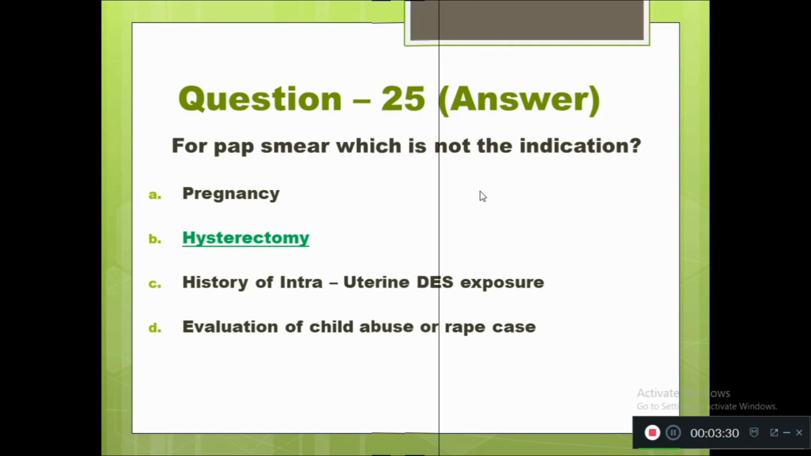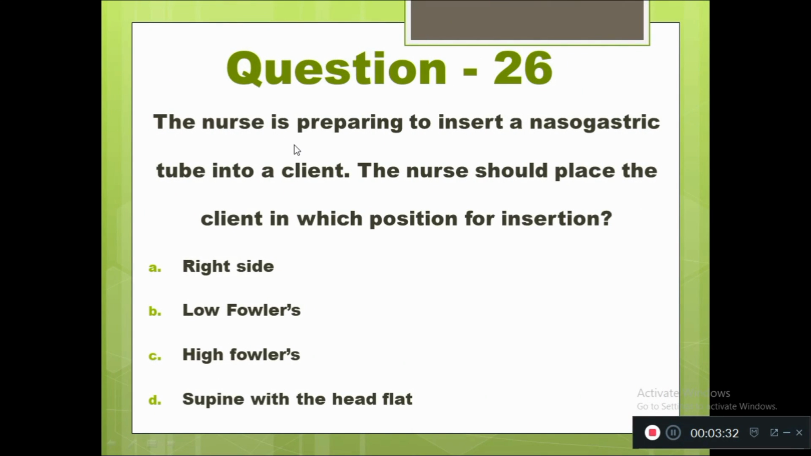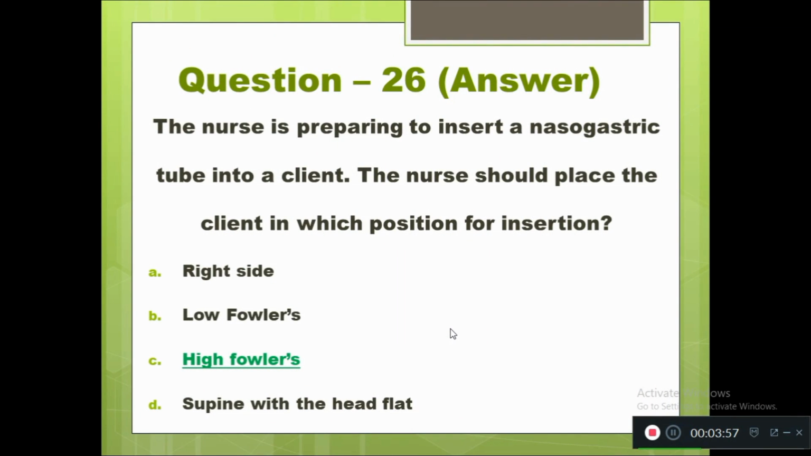Question number 26. The nurse is preparing to insert a nasogastric tube into a client. The nurse should place the client in which position for insertion? Option A right side, option B low Fowler's position, option C high Fowler's position, option D supine with the head flat. The nurse should place the client in sitting or high Fowler's position when inserting a nasogastric tube.